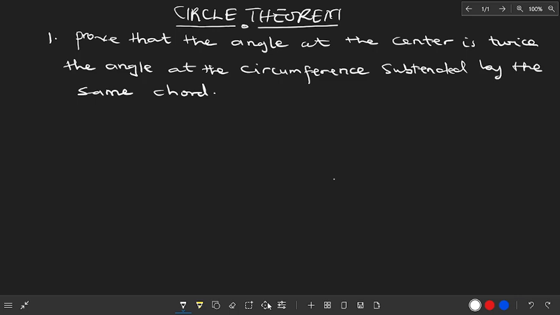I am Jaffo, and in this lesson, we'll be learning about some simple circle theorem proofs, and we have a simple question that we are going to prove. It goes like, prove that the angle at the center is twice the angle at the circumference, subtended by the same chord.